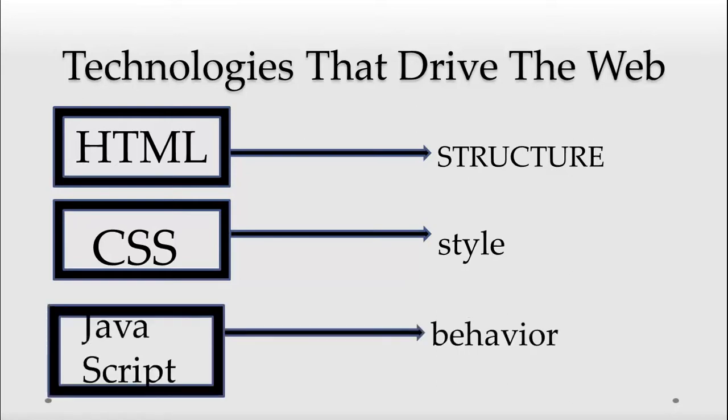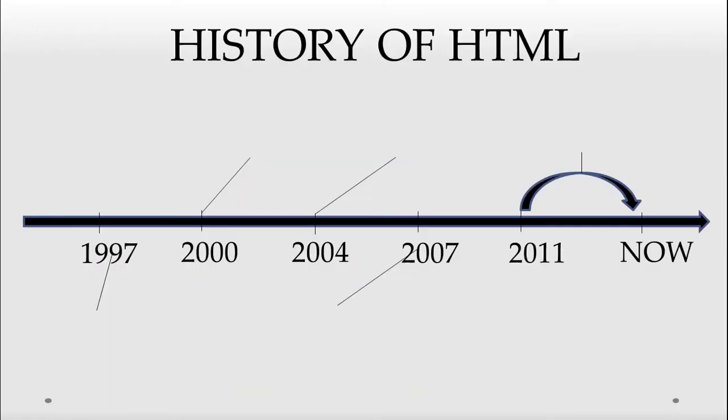The third one is JavaScript. Its job is to provide behavior, to provide functionality. It adds functionality to the web page. Okay. Now, history of HTML. So let's briefly talk about the history of HTML.